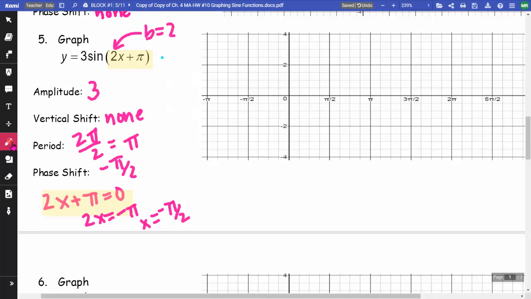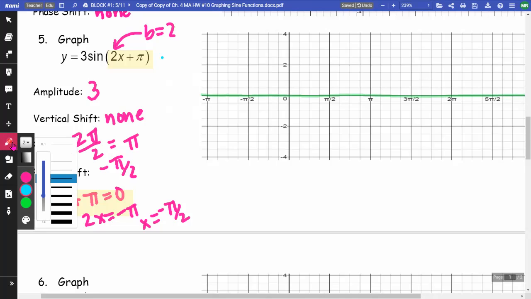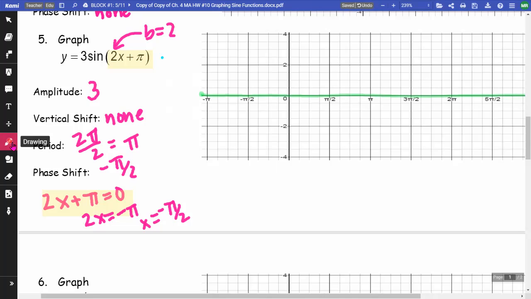Okay, so no vertical shift. So it's going to be here. My amplitude, let's make this a little fatter. My amplitude is 3, so I'm going to be going up 3. So I'm going to be up at 3. This is at 0, and I'm going to be going down to -3.